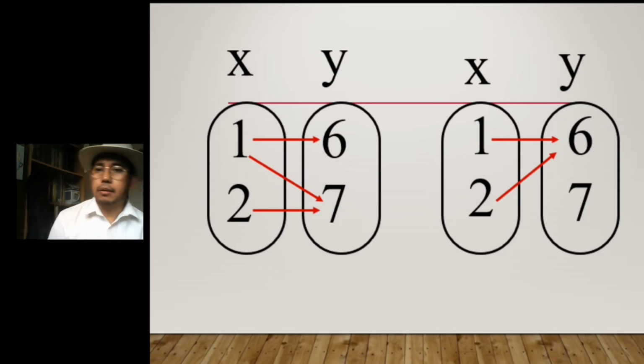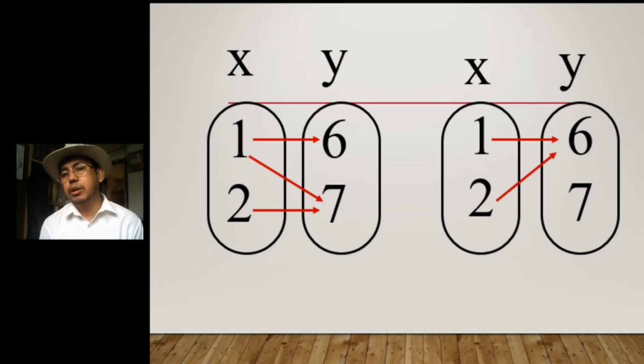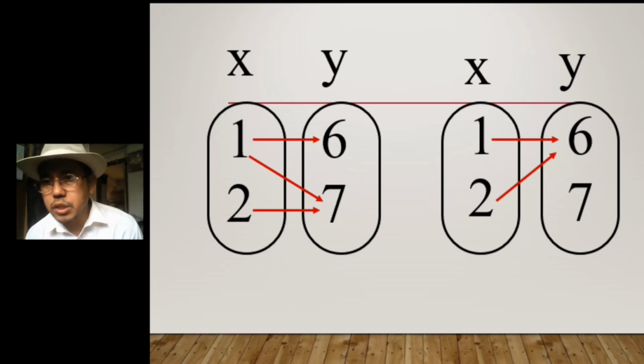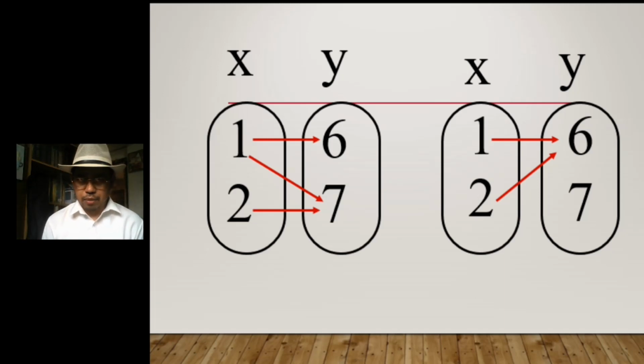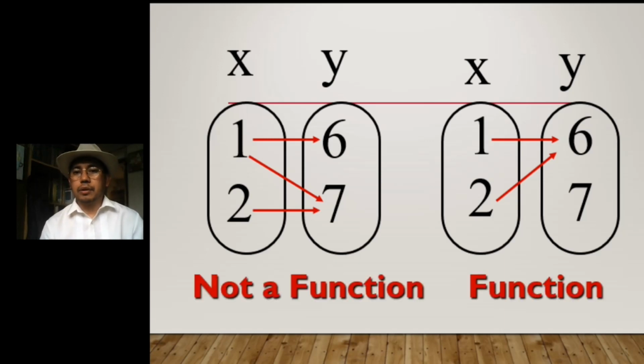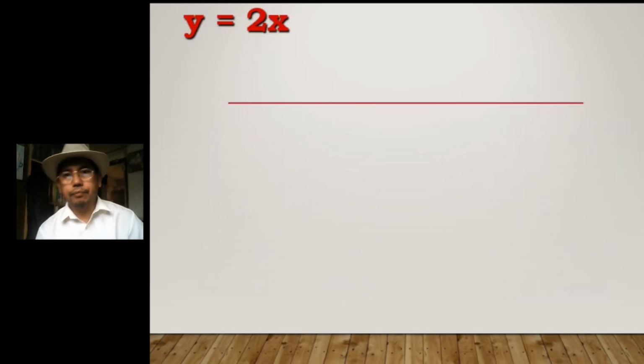Or the next set of x and y, you will notice that your 1 is paired with 6 and 2 is paired with 6. You notice in here that your x values 1 and 2 are not repeated, and so therefore the set of ordered pairs is considered to be a function. Here is the answer. Not a function and a function.